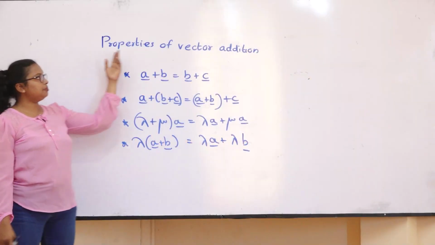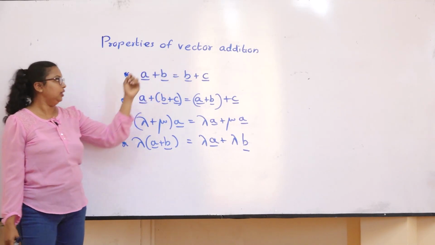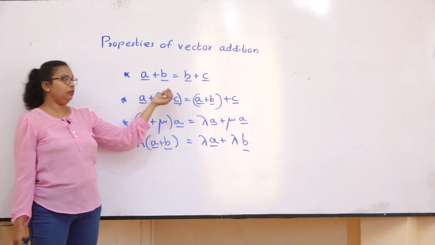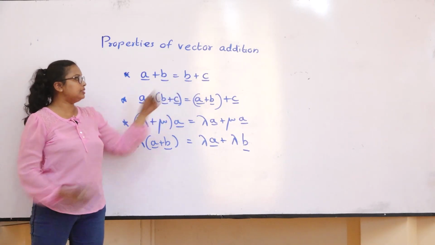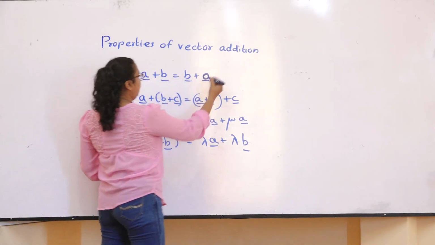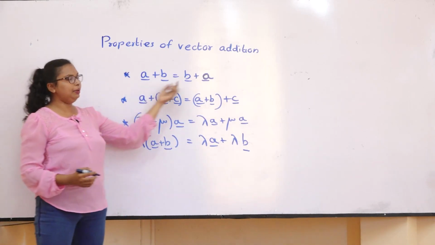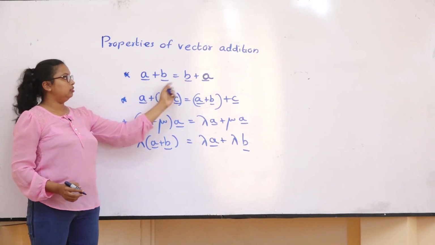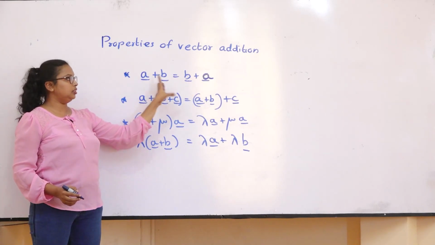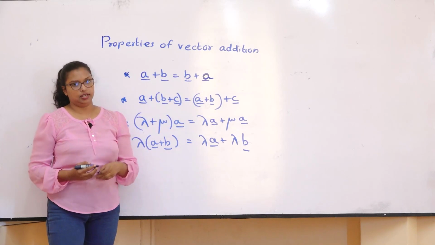So, we are going to discuss some properties of vector addition. This is the commutative law. That means A plus B is equal to B plus A. No problem. We can change this actually. There is no issue in changing the order of the two vectors in addition.